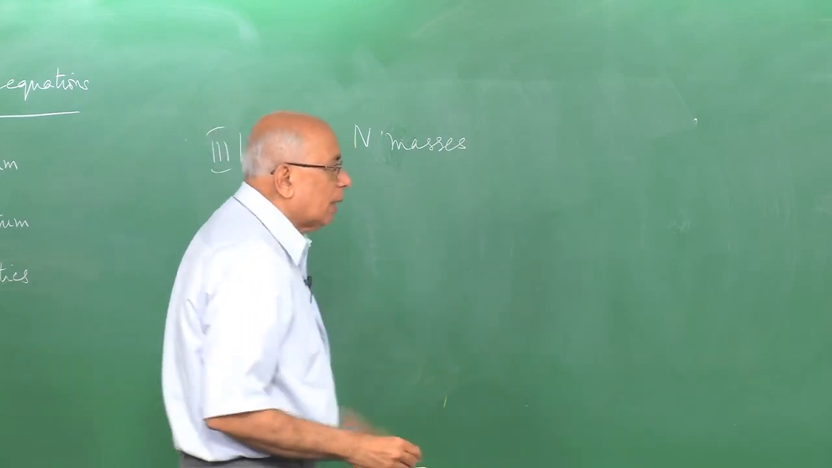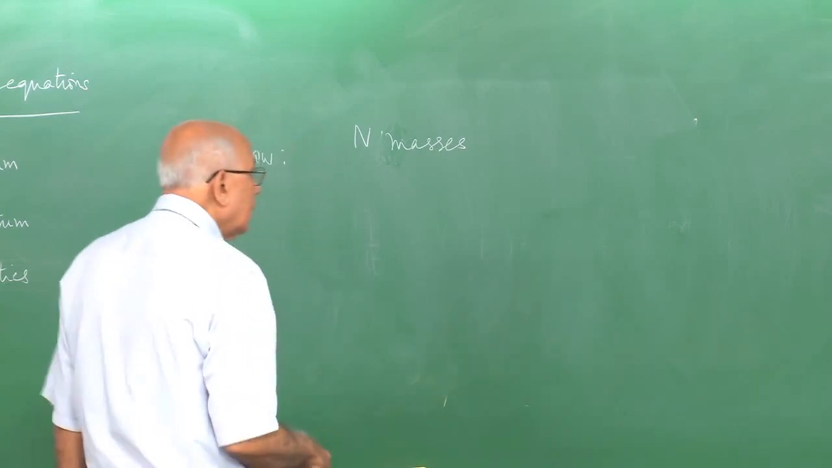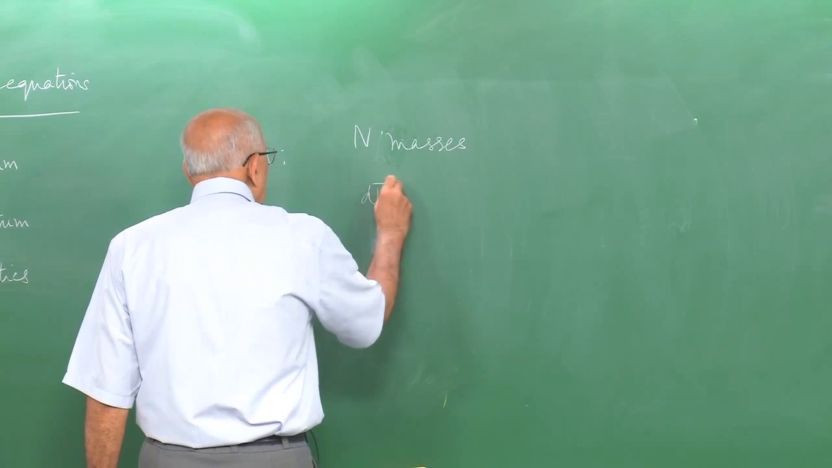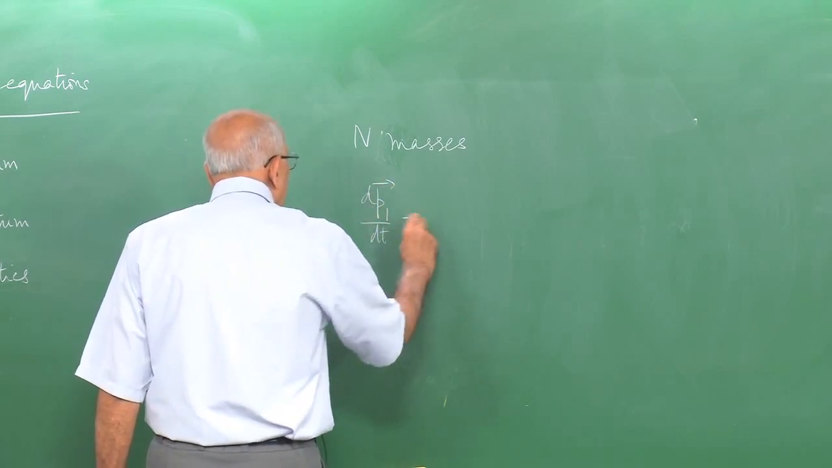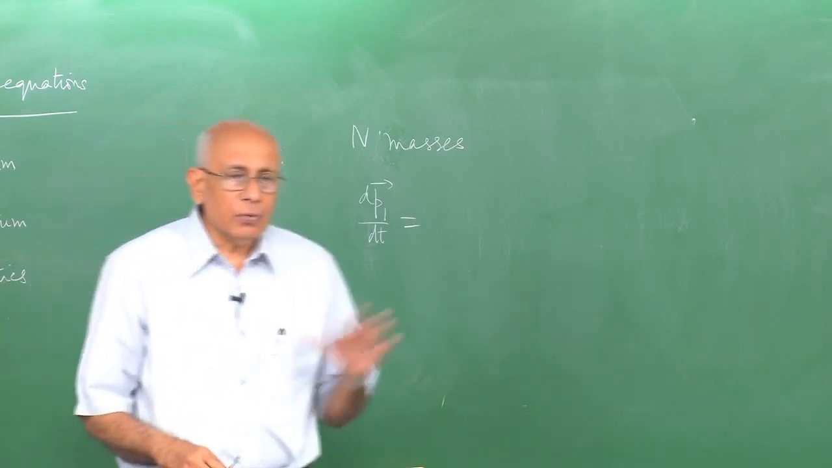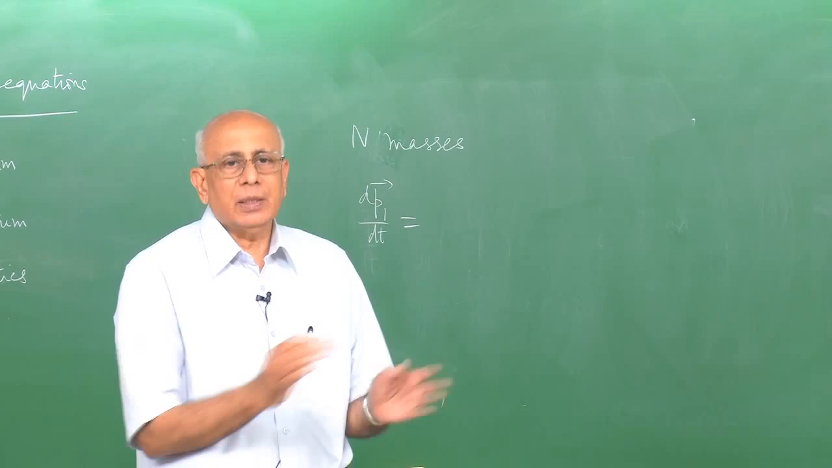We don't care what these masses are in general, m1, m2, m3 up to m sub n, and you have equations of motion for each of them. So dp1 over dt is equal to, and now let's suppose that there is no external force on these particles except what they apply on each other.